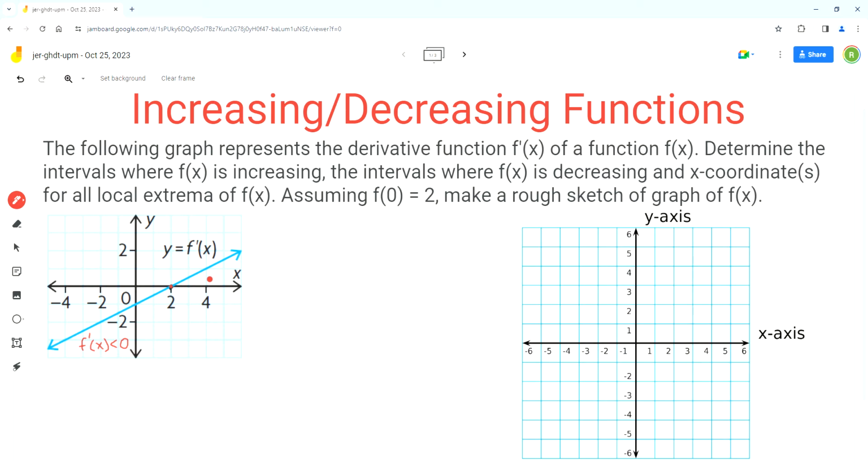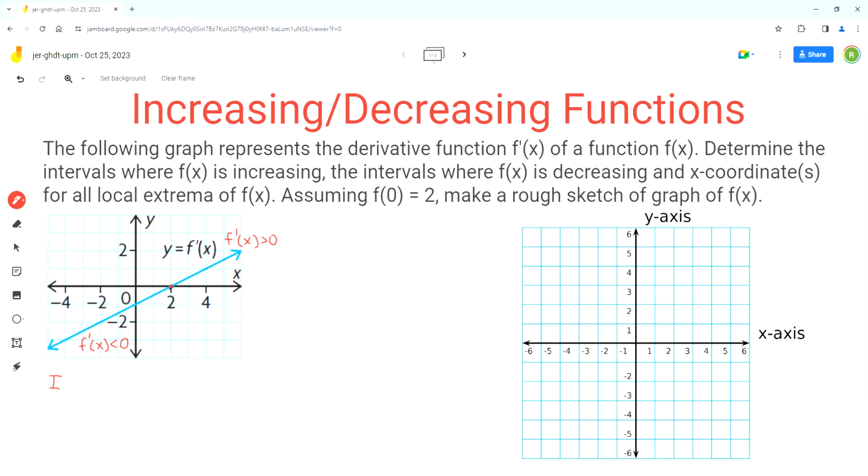Now on the right side of this x-intercept, the graph is above the x-axis. So that means f prime of x is greater than 0 for all x values to the right side of 2, and for the left side of 2, for all x values, f prime of x is less than 0. So we can use this information to write the increasing and decreasing intervals for function f of x.